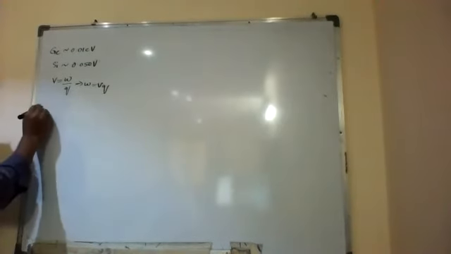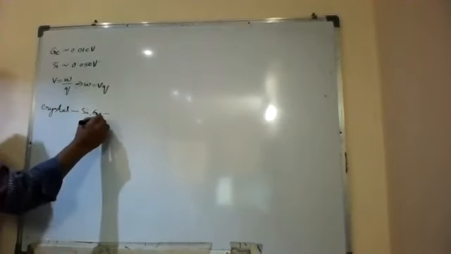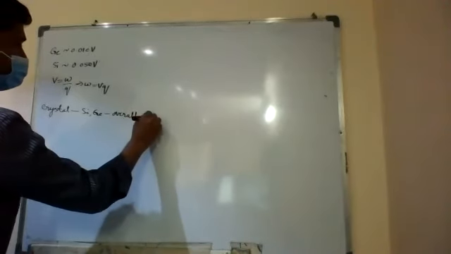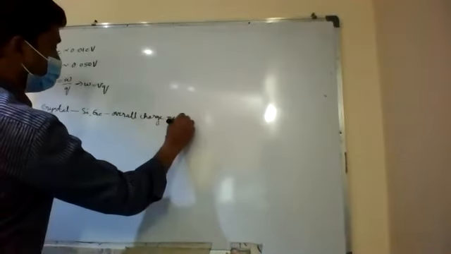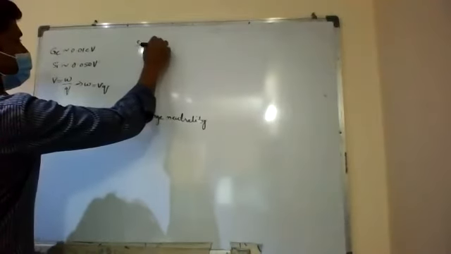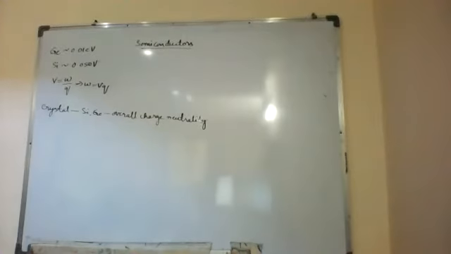A crystal has neutrality. Overall charge neutrality. If I'm speaking about a crystal, for example silicon and germanium, it has overall charge neutrality.